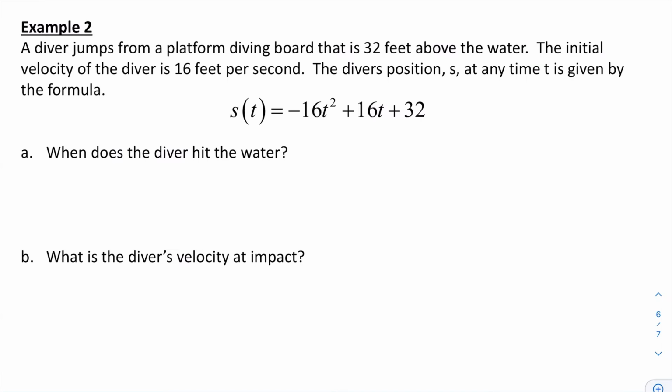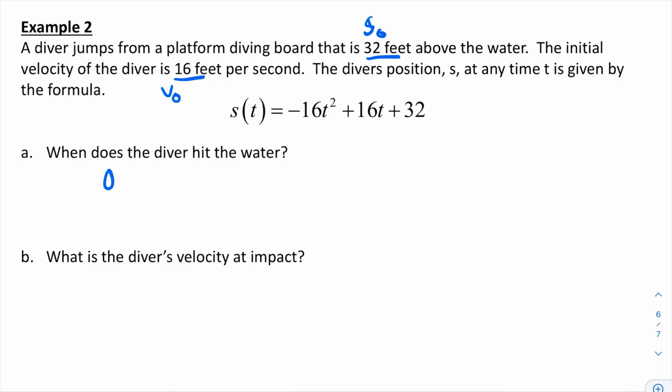They're going to give you the general formula, and you're going to have to plug in this initial velocity, which, just so you know, is v sub 0. The initial position is s sub 0. But I give you the function. I'm just going to give you the functions because we're not in physics. We're in calculus. I want you to do the calculus, not the physics. Anyway, when does the diver hit the water?